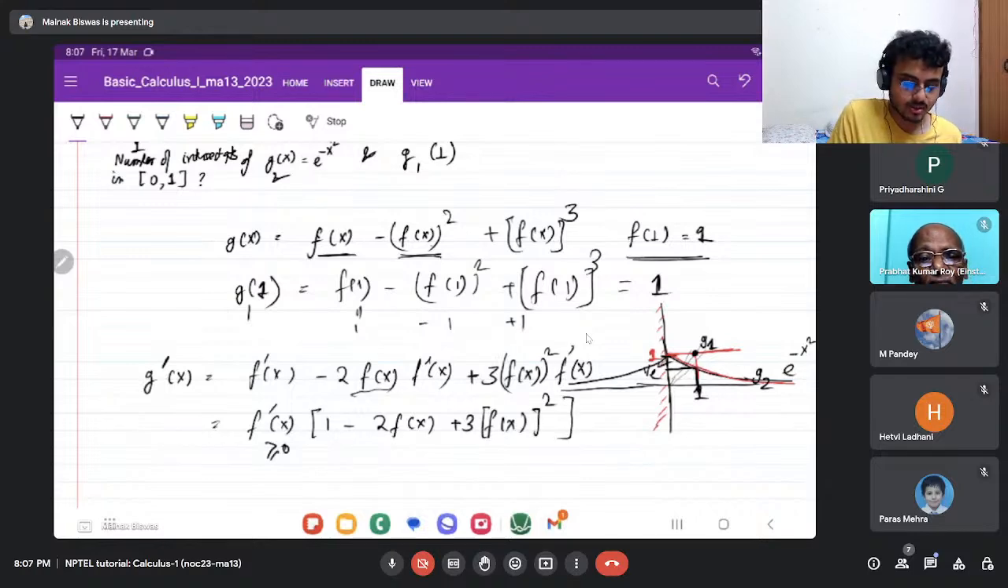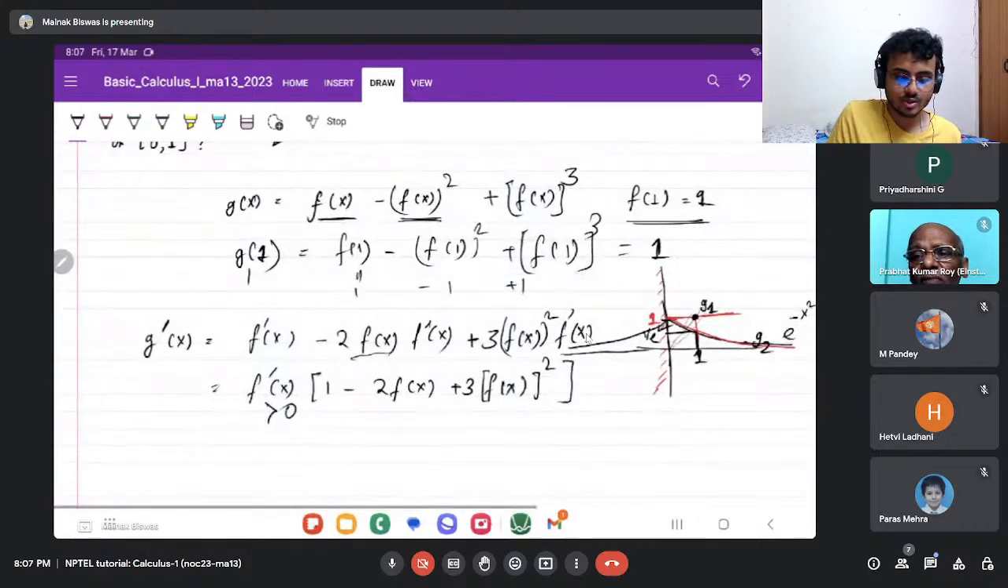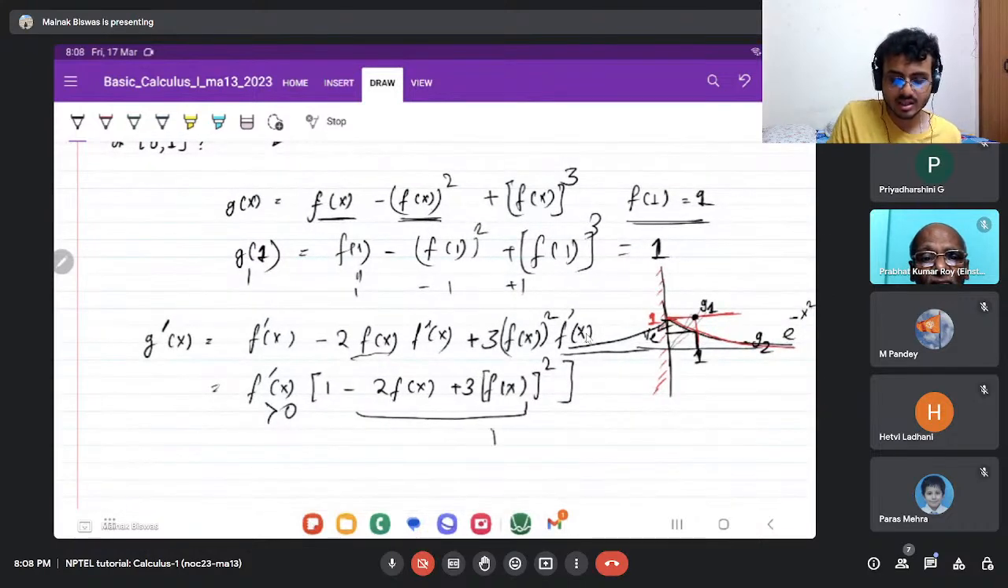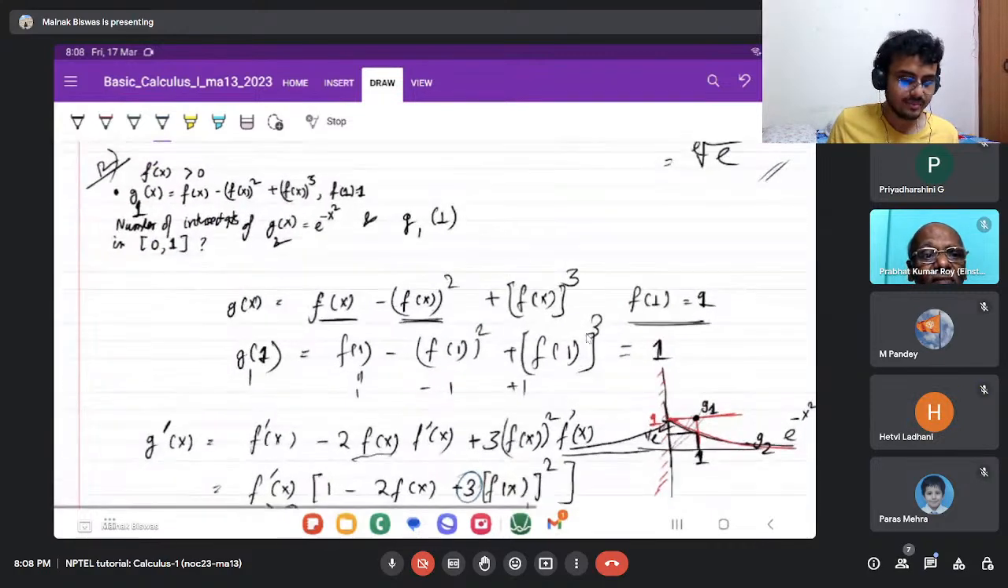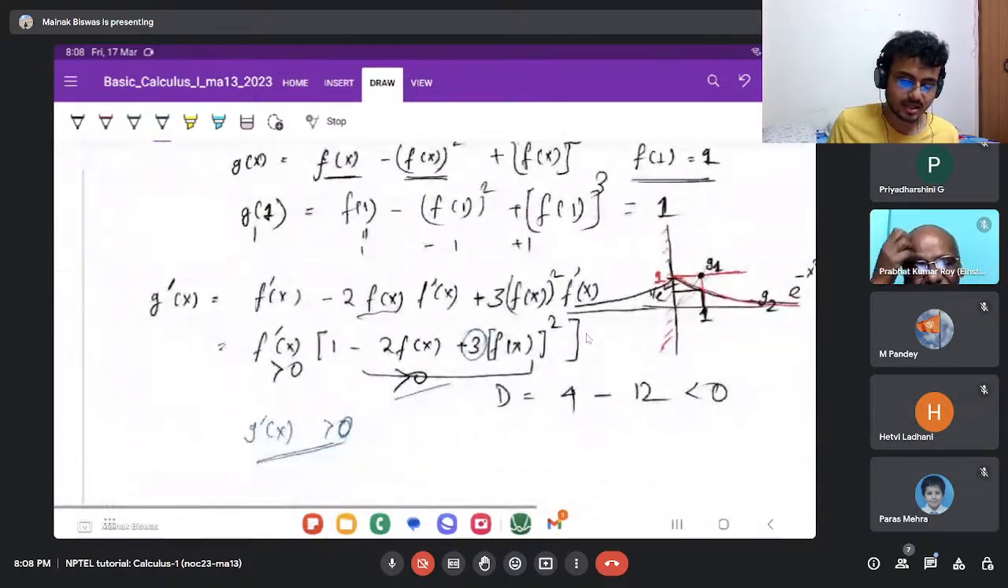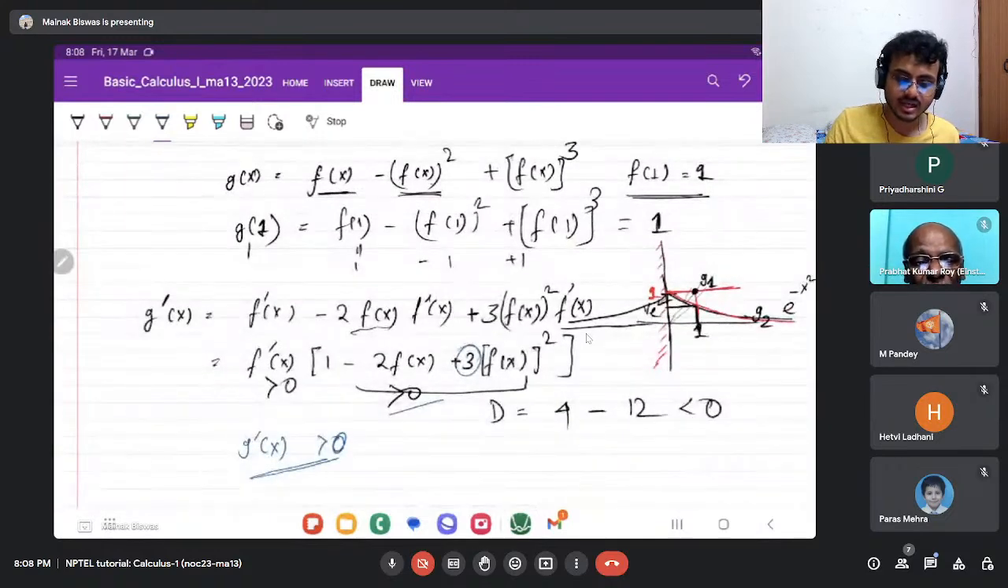The first factor, f dash, is said to be greater than 0. The second one is also greater than 0. See the discriminant: b square is 4 minus 12, which is less than 0. So the quadratic has a positive part in the squared term and is also greater than 0. So g dash x is greater than 0. Now we can see that the function is always increasing.